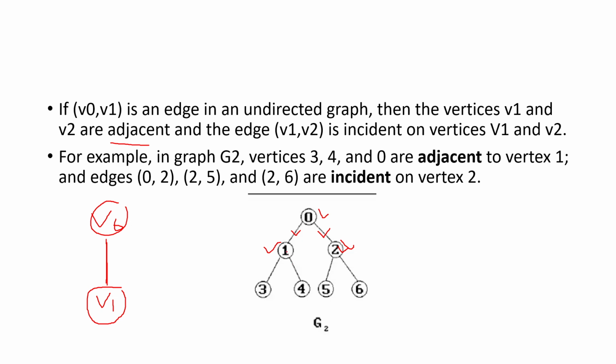For node 1, it is connected to 0 and also connected to 3 and 4. For 1, the nodes 0, 3, 4 are neighbors, also called adjacent. And for node 1, this edge is incident on node 1 to 0.